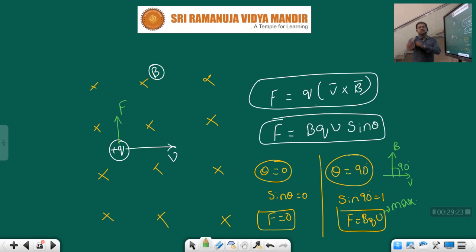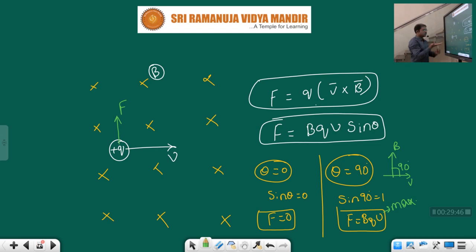See children, one rule is there actually. That is right hand palm. By using right hand palm, fingers represent magnetic field. Thumb represents the direction of V, direction of charge. Fingers represent B. Thumb represents V. This palm represents direction of force.